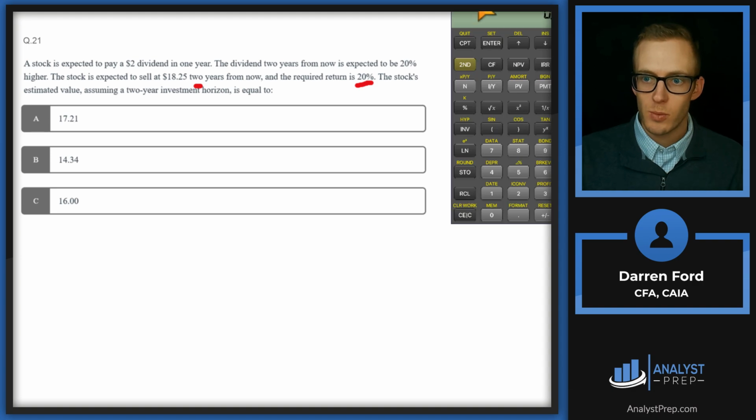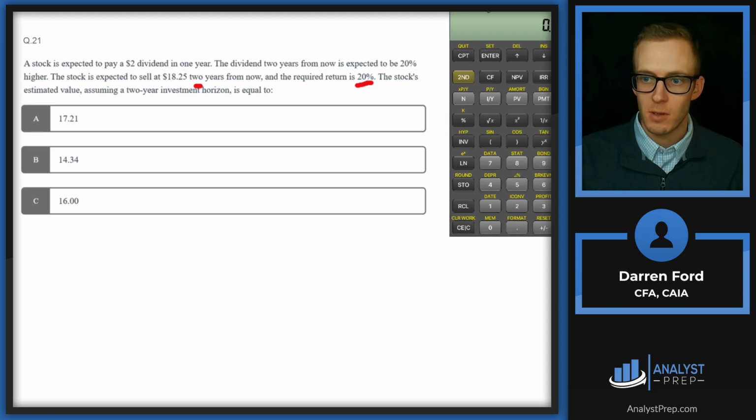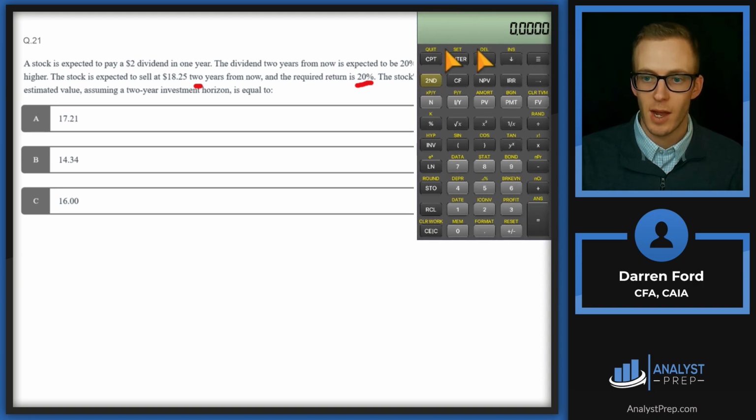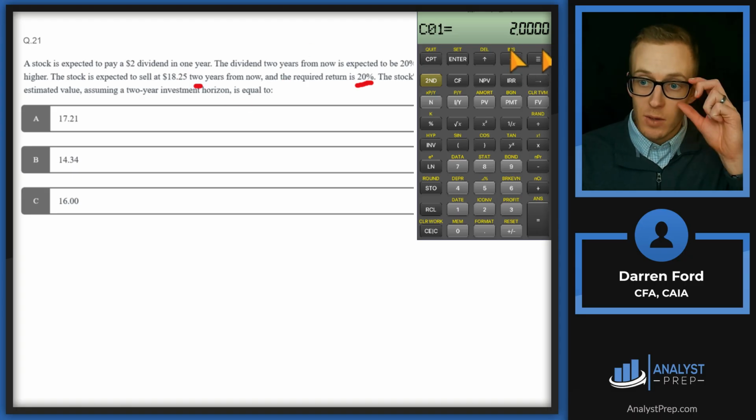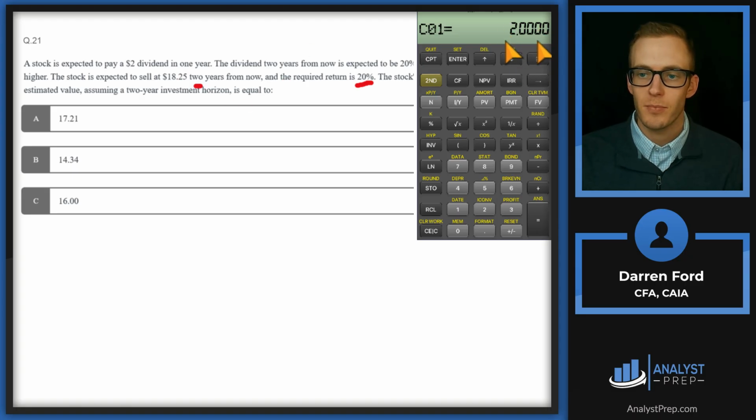So the best way to solve this problem is using cash flows on your calculator. We're going to take all these cash flows from the dividend and what we're expecting to sell the stock at, and then we're going to discount them back at this 20% number. So going into your cash flow, CF0 will be nothing since we're looking at a dividend a year from now. So our first cash flow is going to be that $2 dividend, and we have 1 for frequency.